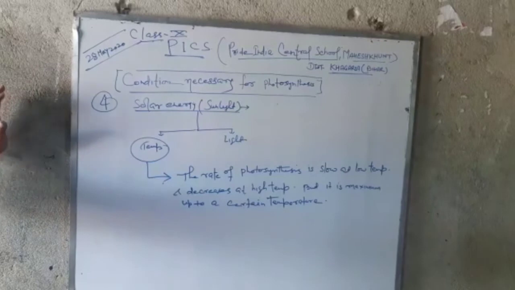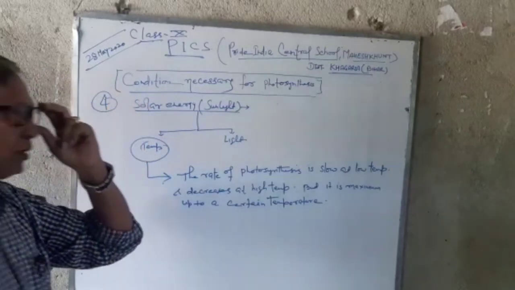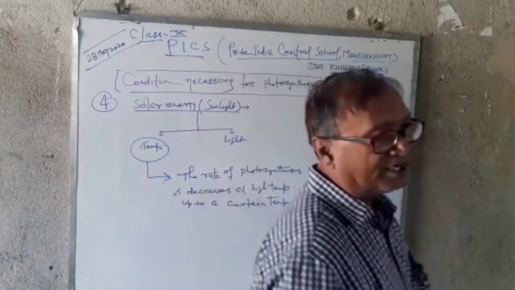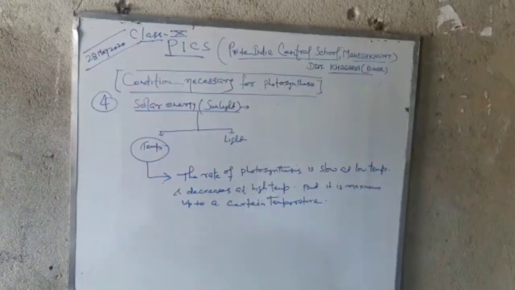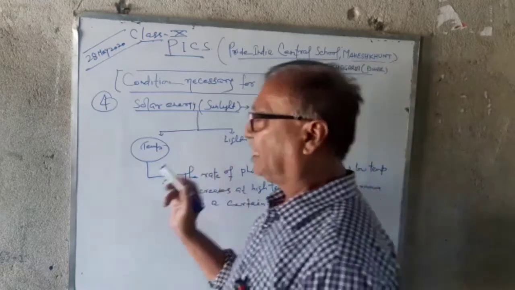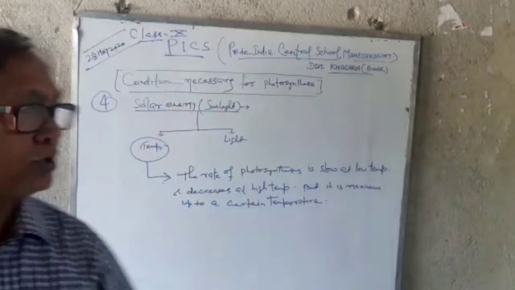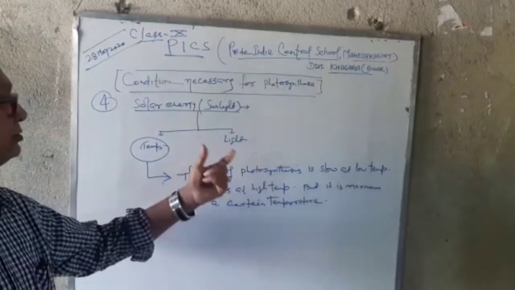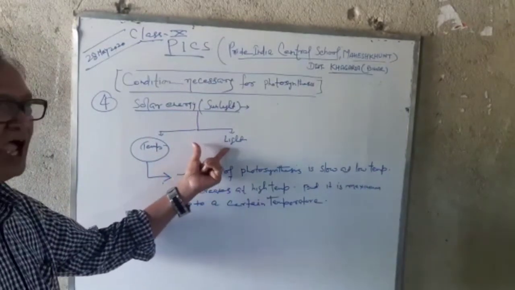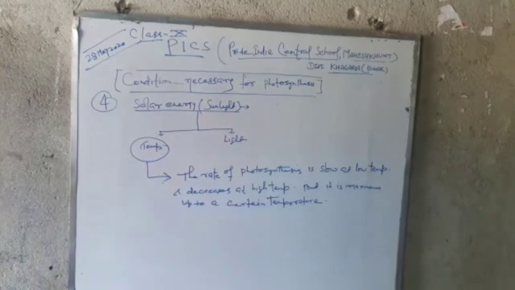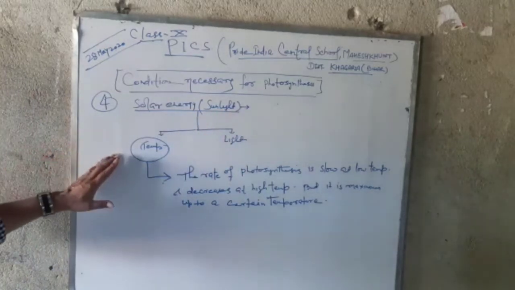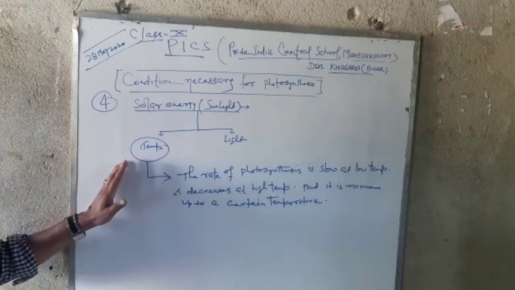Now the last condition necessary for photosynthesis is sunlight, that is called solar energy. This solar energy is divided into two parts. Number one, the temperature, and number two, the light. The combination of temperature and light is called solar energy. So sunlight contains light with temperature.